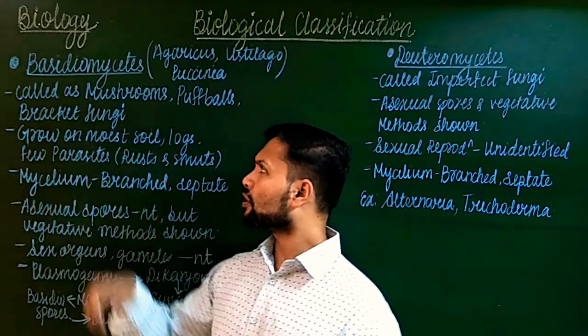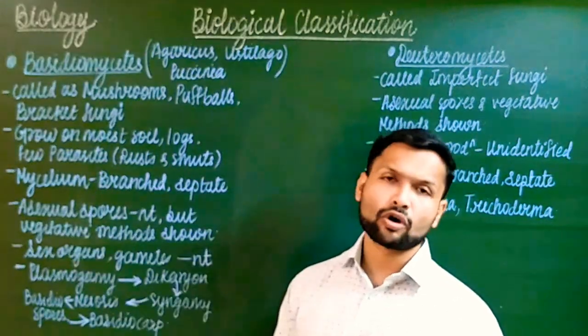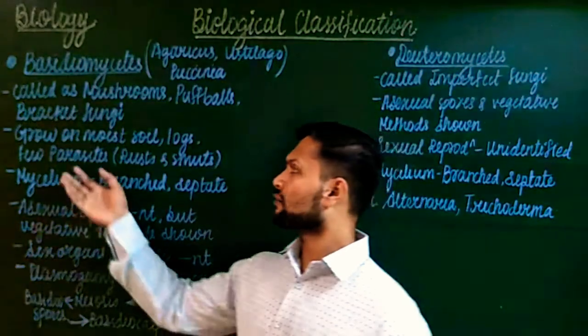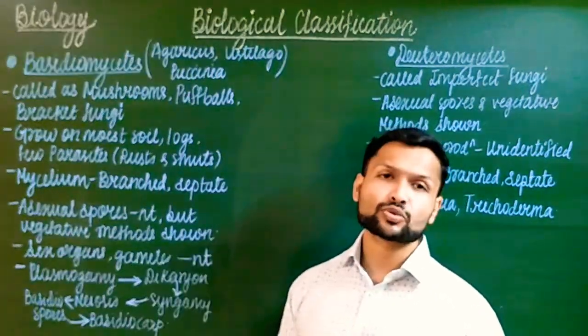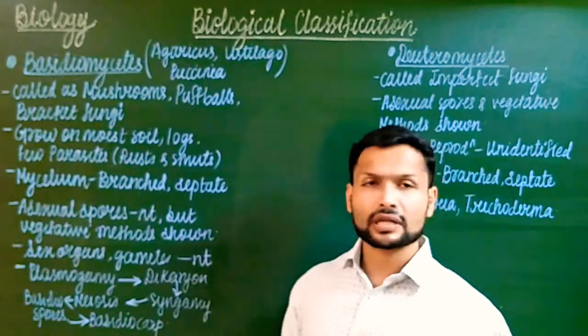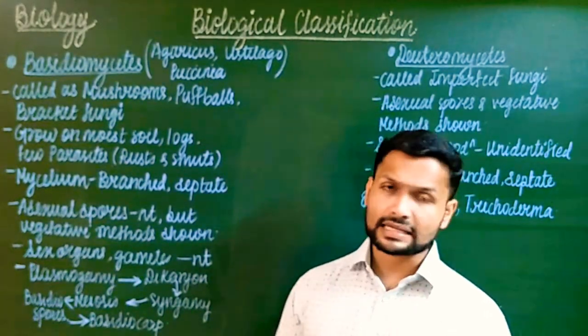So they grow on moist soils and decaying logs, and a few of them are parasites, as I mentioned here. Puccinia causes wheat rust, and Ustilago is also a kind of parasite.